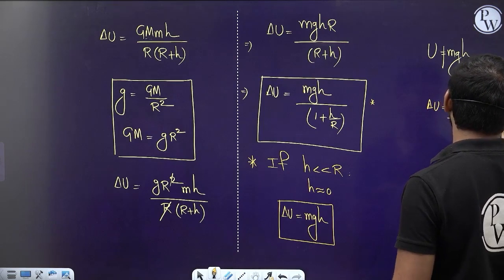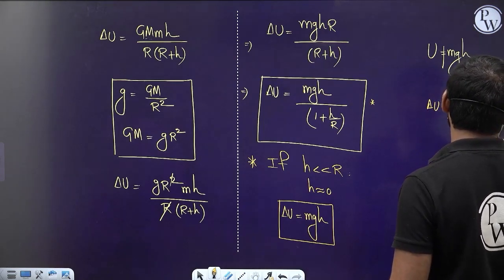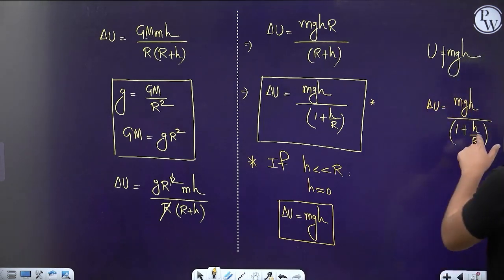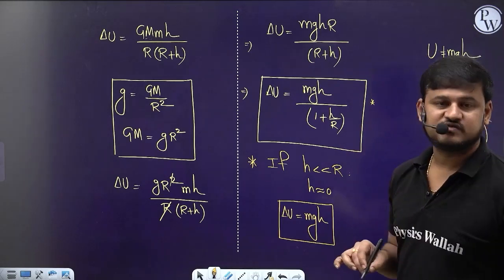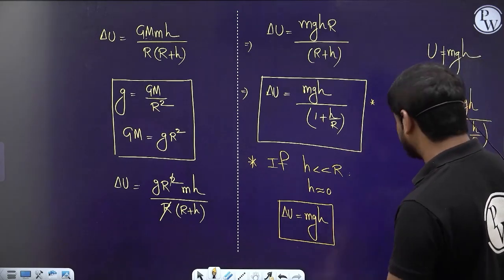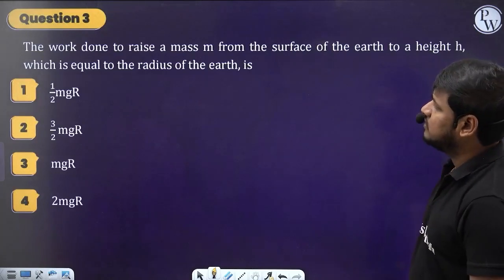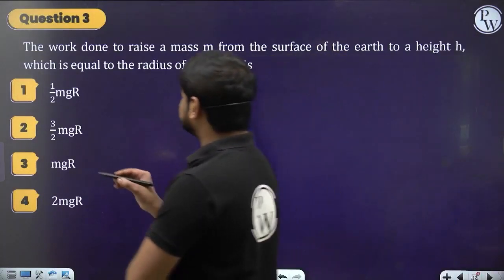by 1 plus h by R. You can remember it always. Here h is the height to which you are taking the object from the surface of the earth. We'll solve the question so that you will understand better. So take this question, guys. What does the question say here?